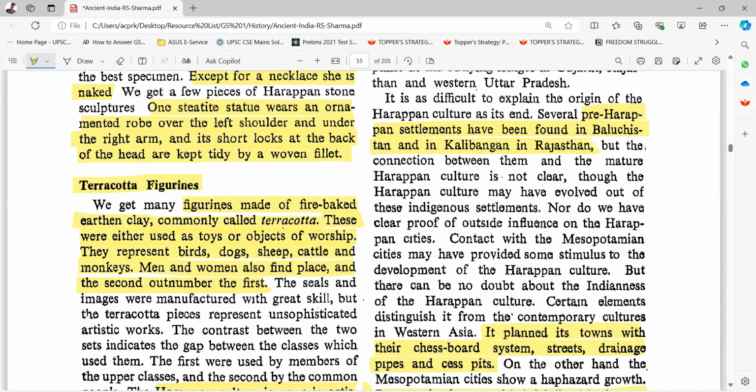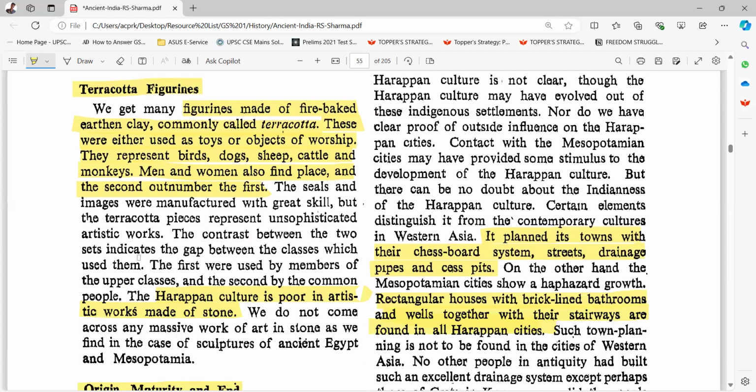Terracotta figurines. We get many figurines made of fire-baked earthen clay, commonly called terracotta. These were either used as toys or objects of worship. They represent birds, dogs, sheep, cattle, and monkeys. Men and women also find place, and the second outnumber the first. The seals and images were manufactured with great skill, but the terracotta pieces represent unsophisticated artistic works. The contrast between the two sets indicates the gap between the classes which used them. The first were used by members of the upper classes, and the second by common people.